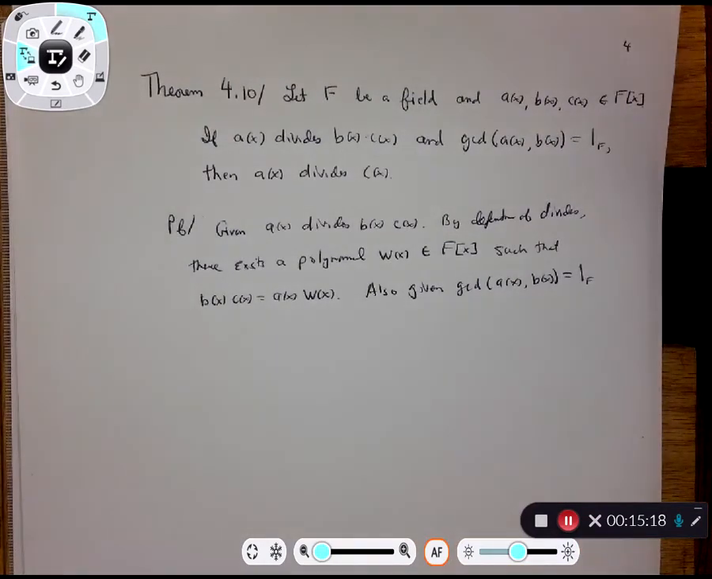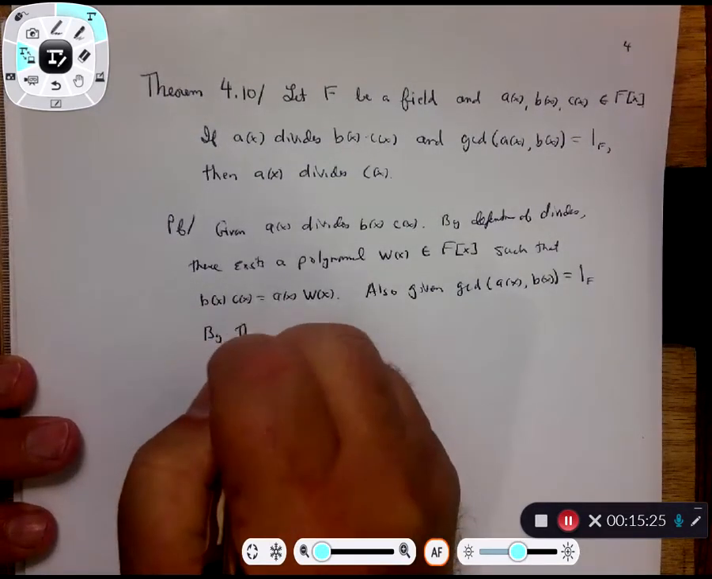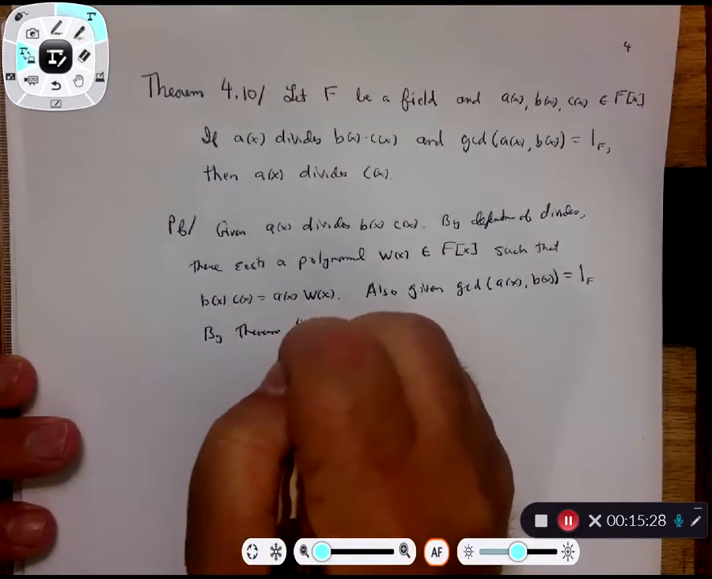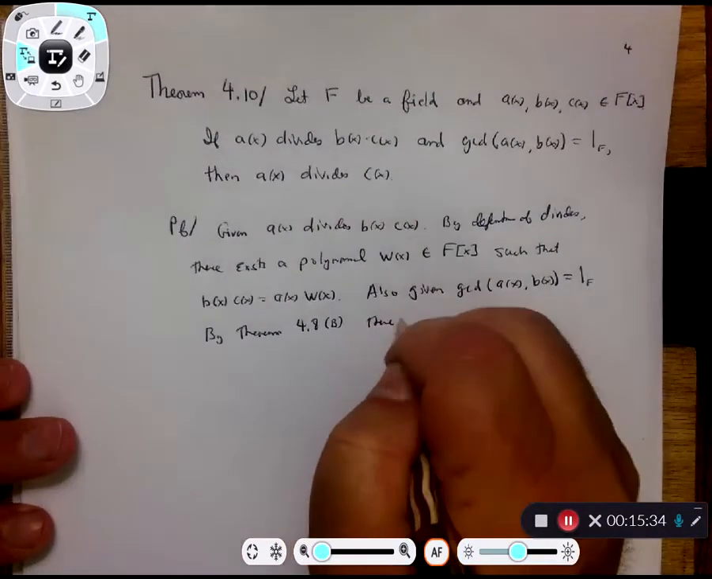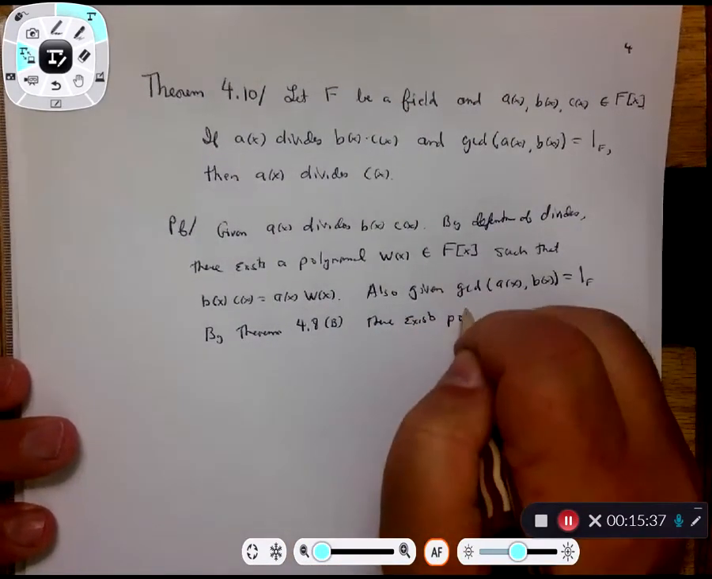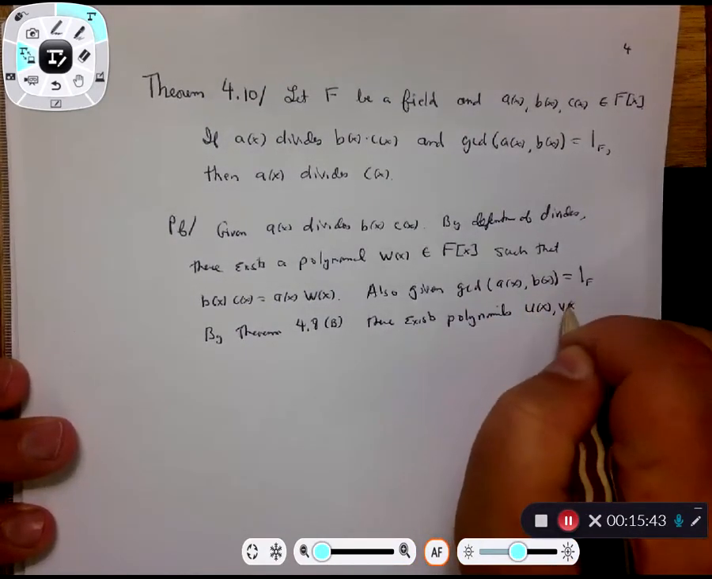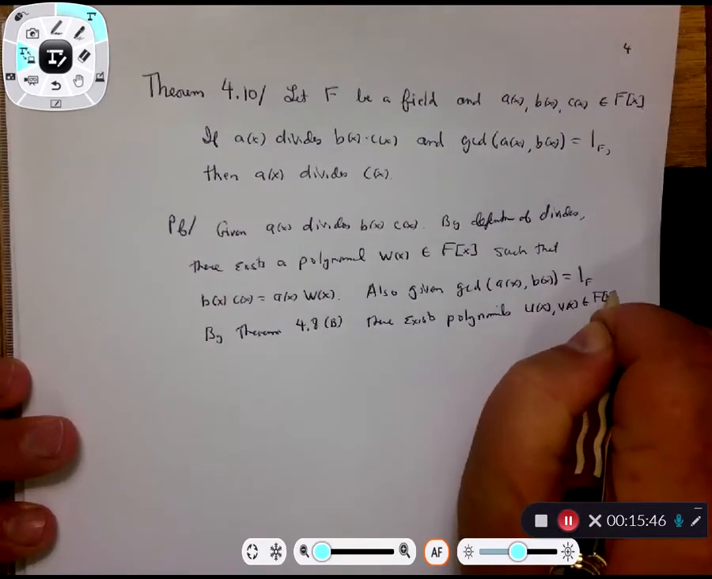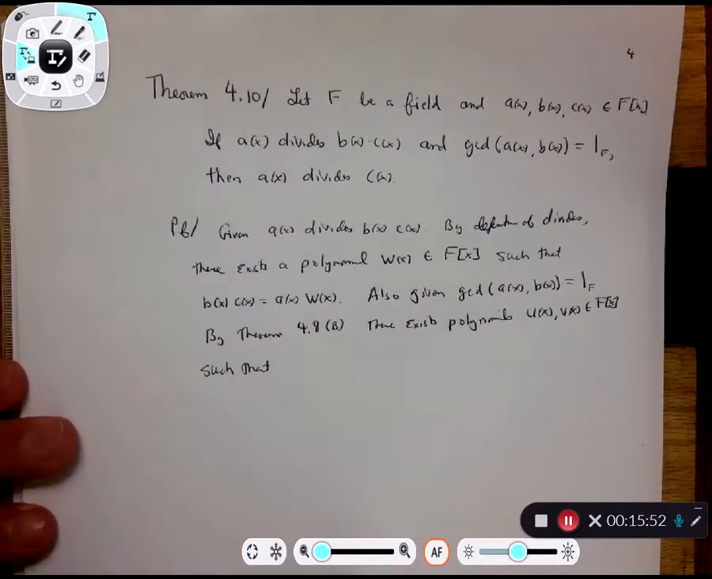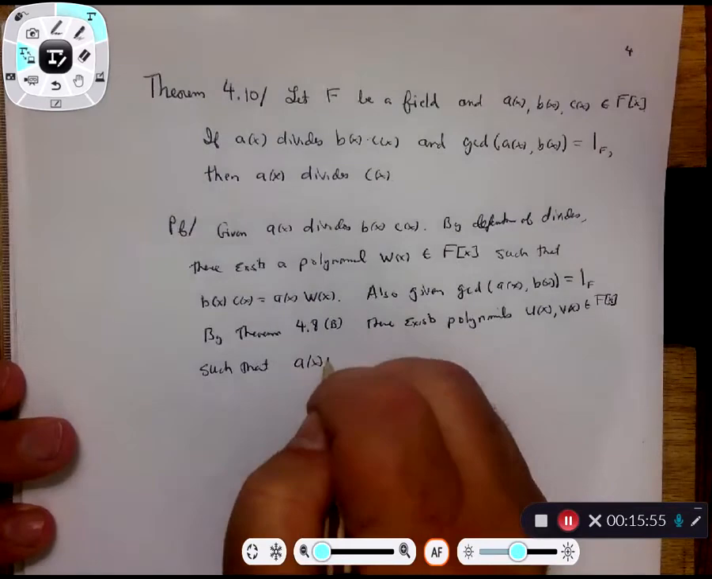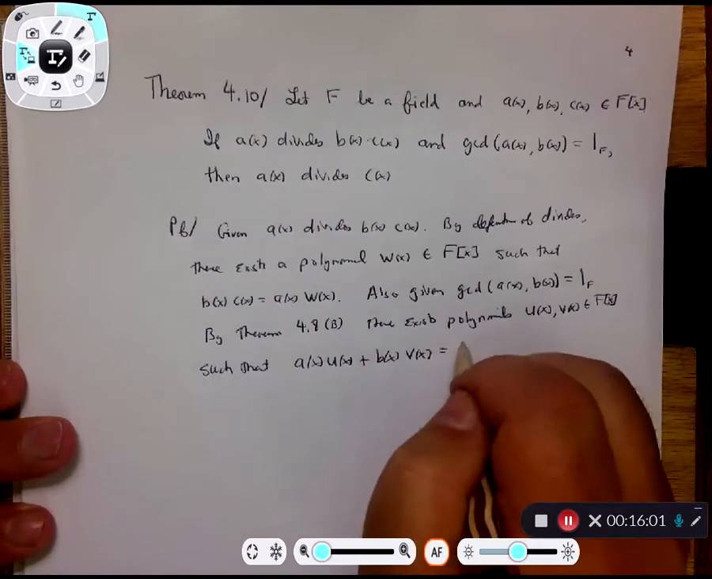And you can quote it as Theorem 4.8 or Theorem 4.8b. By Theorem 4.8, and I'll put a little b in parentheses because you could use either one, there exist polynomials, I use my favorite guys, u of x and v of x, elements of F adjoin x, such that we get a nice big equation: A of x times u of x plus b of x times v of x is equal to 1.